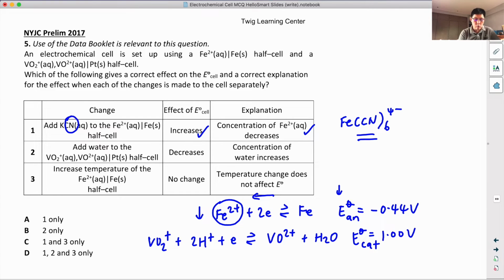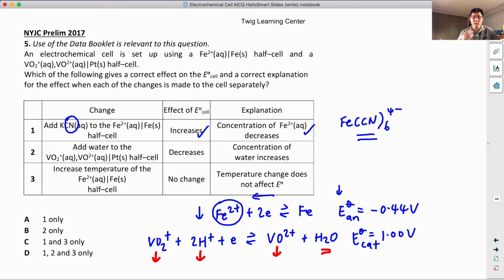Okay, let's look at 2. Adding water to the half cell, what happens to E cell? Over here, when you add water, I want you to take note that you don't look at just this one here. When you add water, in fact the concentration of this will fall, the concentration of this will fall, and the concentration of this will fall. So the concentration of all the aqueous ions will decrease.